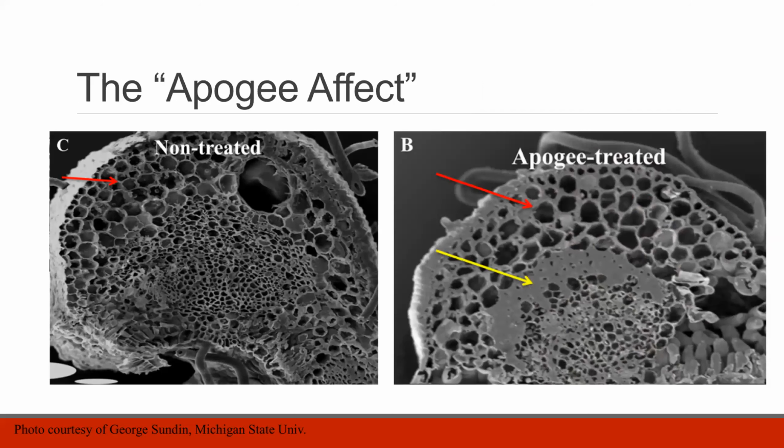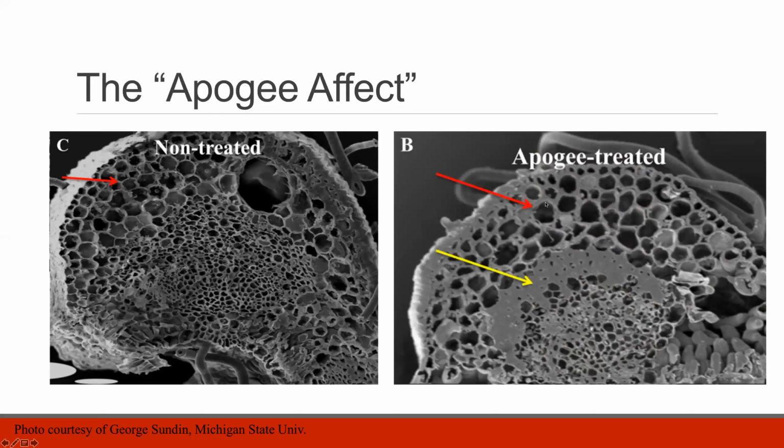So these SEM images show the Apogee effect. Non-treated shoots that are shown on the left here have thinner cortical parenchymal cell walls compared to those shown on the treated tissue on the right. So if you look at the cell wall structure here, you can see that it's much thinner than those that are shown in image B here on the right.